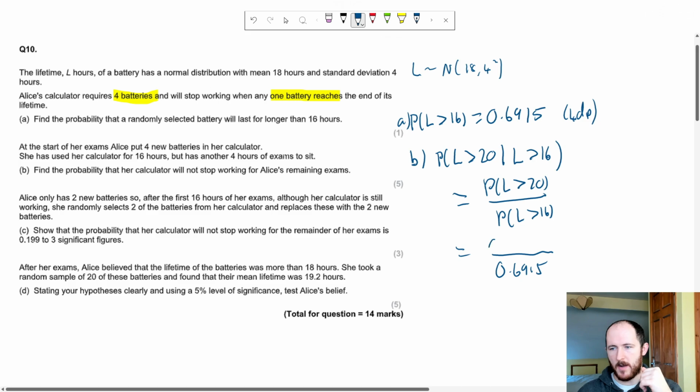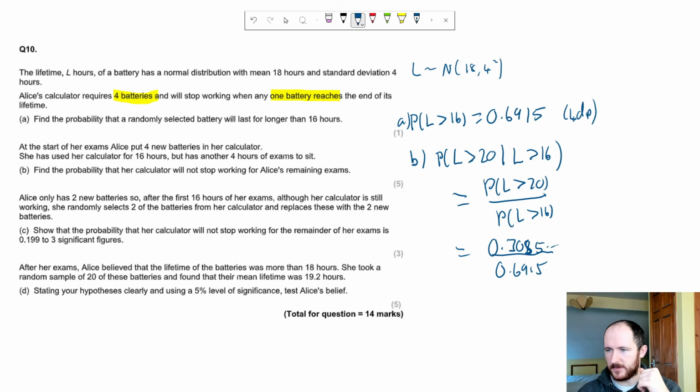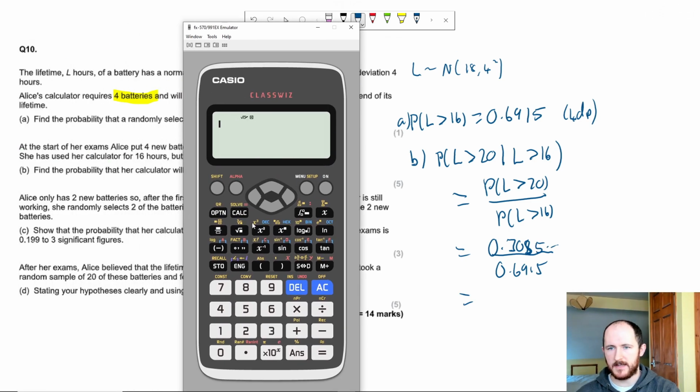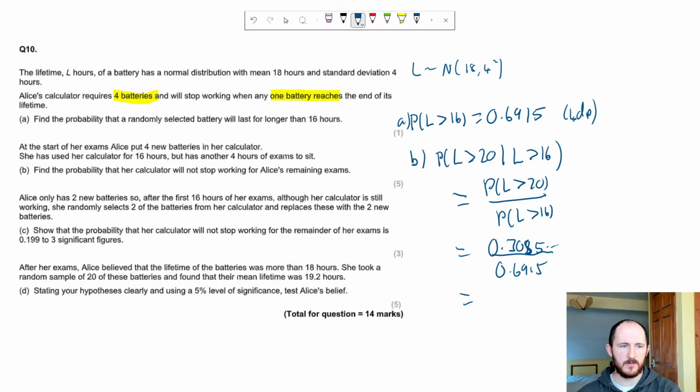0.30857... I might just use the answer button for that because, again, it will make my answer more accurate. So it means your final answer, if we go back to calculate, we have answer over 0.6915. Gives me the answer of 0.4462 to 4 decimal places.